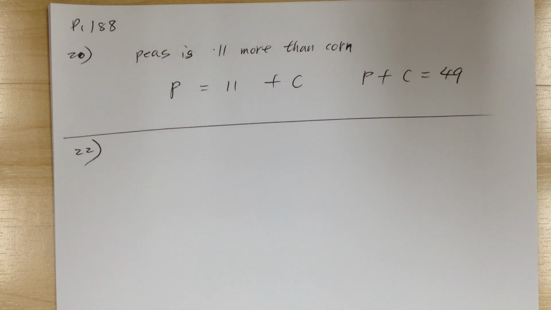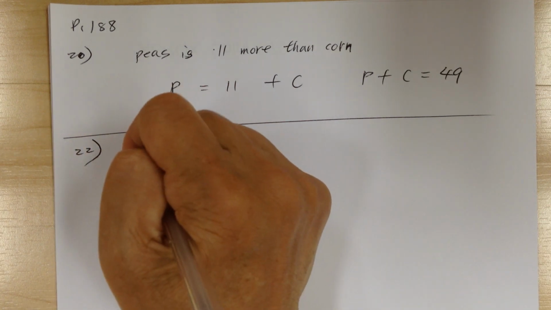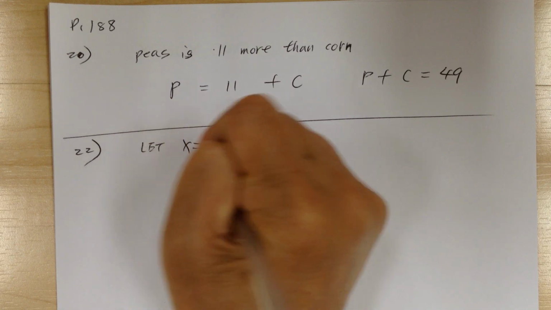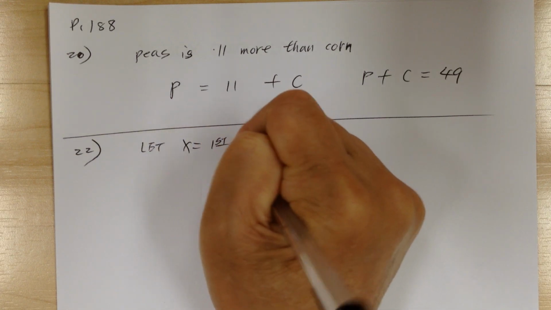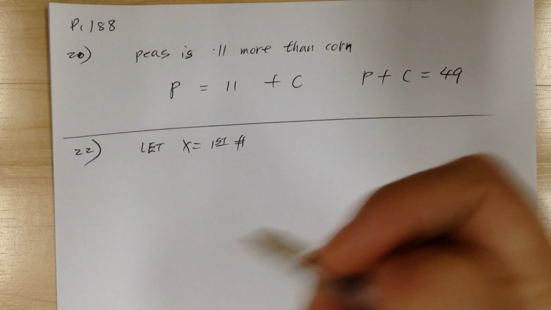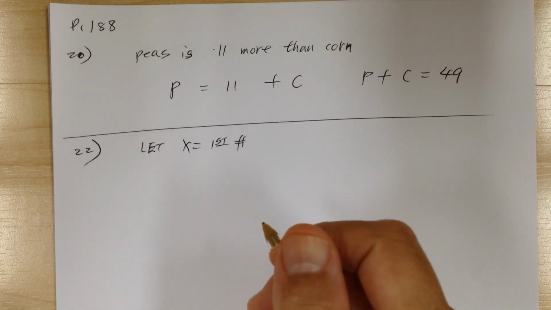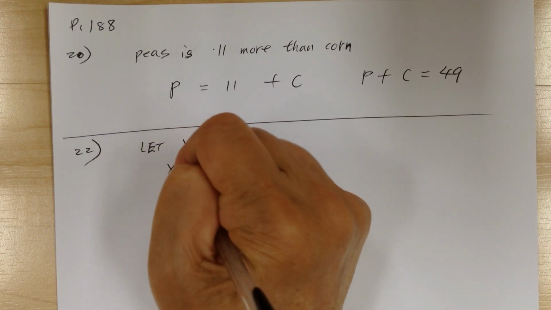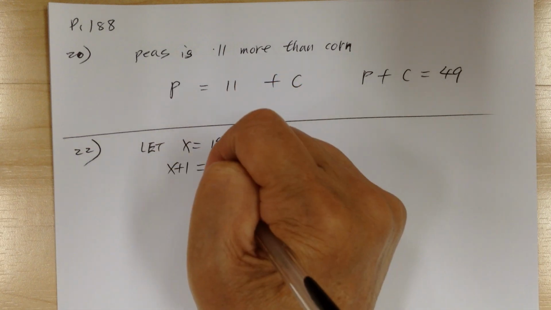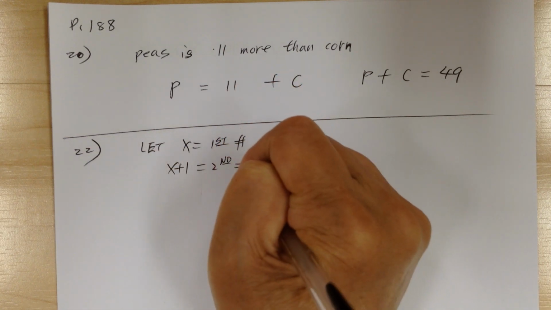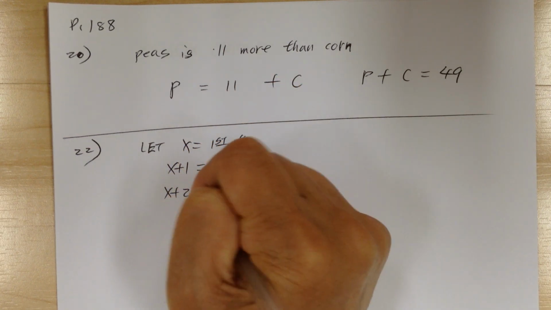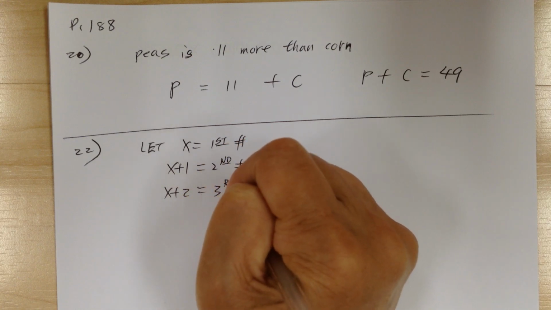Okay, 22. The sum of the 3 consecutive integers. So now this deals with consecutive integers. That means you have to let x equal the first number. Consecutive numbers go up by ones. The consecutive number increments by 1, so it would be x plus 1. You add 1 to get to the next number, so that's your second number. And x plus 2 equals the third number.